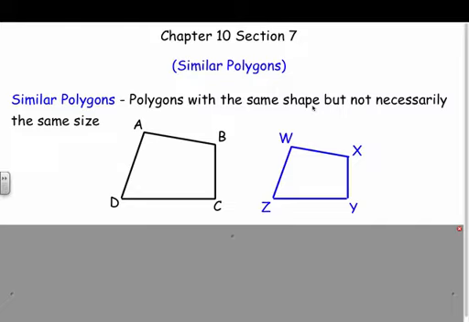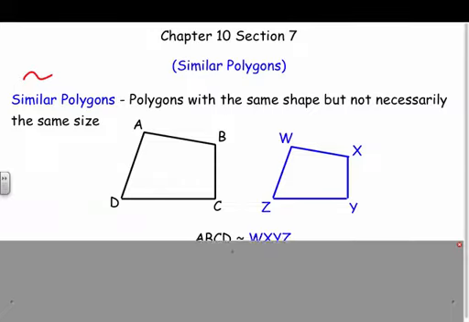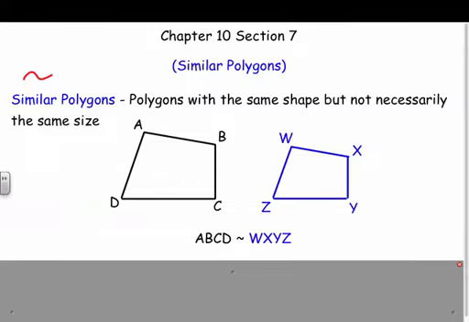And we have a symbol that we use for similarity. It's just kind of a little squiggly, like a tilde on your keyboard. So if I were to name these two quadrilaterals being similar to each other, I would use this statement right here. Obviously, I could change up the order like B, C, D, A, as long as they go in order. But the most important thing is they have to match up.